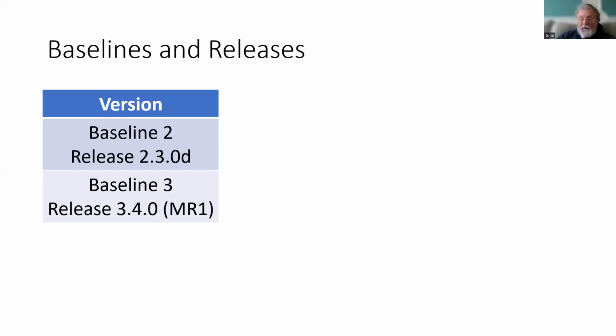So in around about 2013, a Baseline 3 set of specifications was produced. This set of specifications included many new features which were not compatible with a Baseline 2 set of specifications. However, that version also had some issues with it, and they needed to be corrected. And in 2014, release 340, otherwise known as maintenance release 1, of Baseline 3 was published and became a legal version.